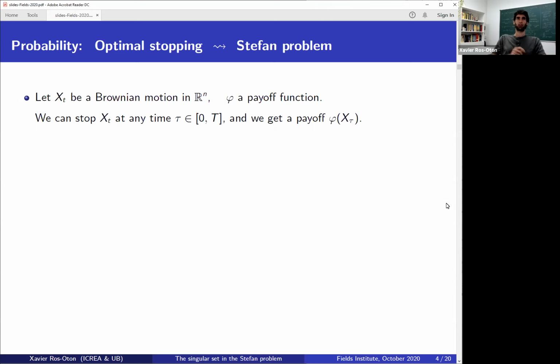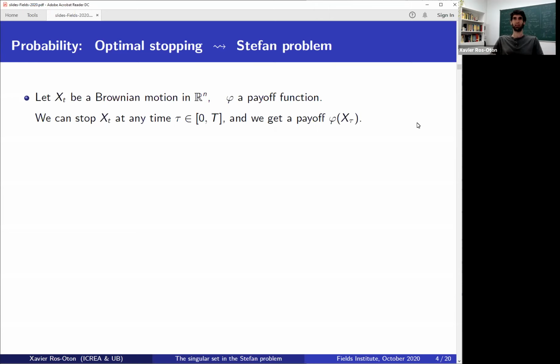Then you can run your Brownian motion. It's running, you don't know where it's going, but at any time tau, you can decide to stop. You decide to stop now, and then you get a payoff depending on the point where you are. So if I stop at time tau, at which my Brownian motion was at point x of tau, then I get a payoff which is phi of that point. This is a game in which you have a control, which is to decide whether to stop or not to stop.